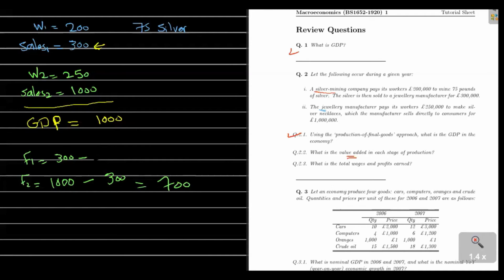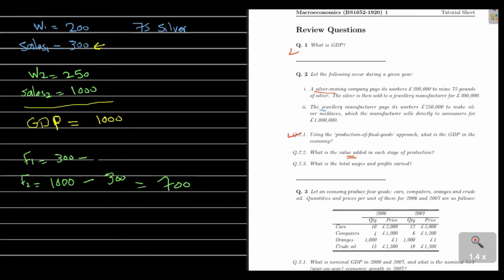However, we don't have any information about any intermediate goods that they used. Remember, how do we define intermediate goods? Those are the goods that are used to produce other goods. So in our example here, silver mined by the first company is an intermediate good. Why? Because it's not sold directly to consumers. It was sold to firm 2 to make silver necklaces. So silver here is an intermediate good.